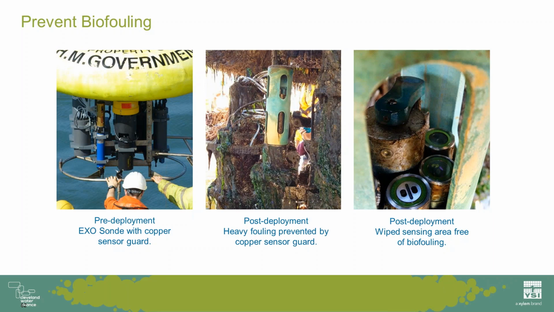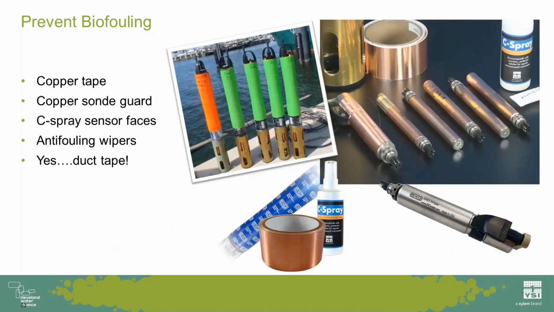The wiper, if you look on the right-hand side, kept the sensor faces clean. So this really demonstrates a very dramatic effect of two of our best tools to fight fouling, that copper sonde guard and then that central wiper. There's even copper tape that you can put around the sensors. We have sprays, and even duct tape can be a useful tool in the field.